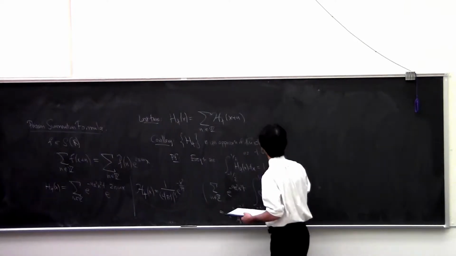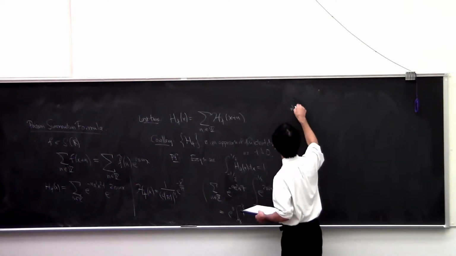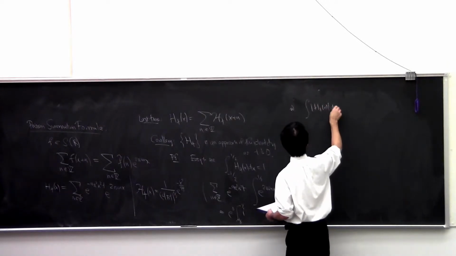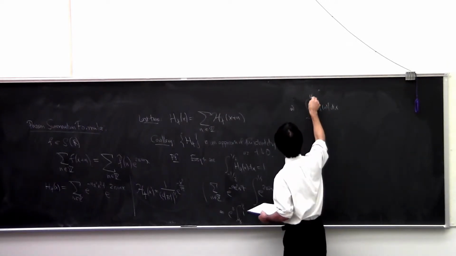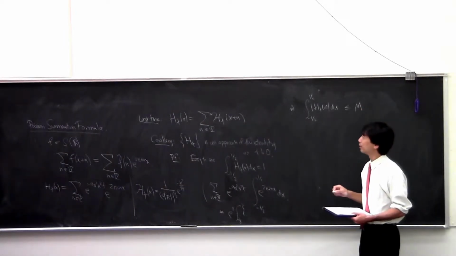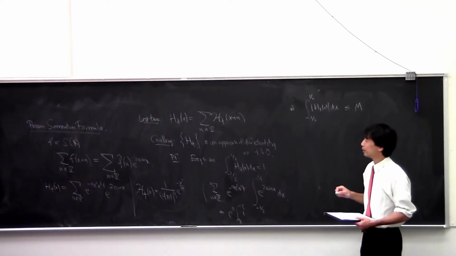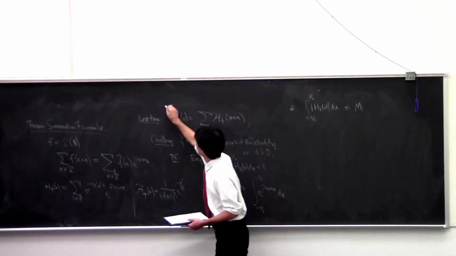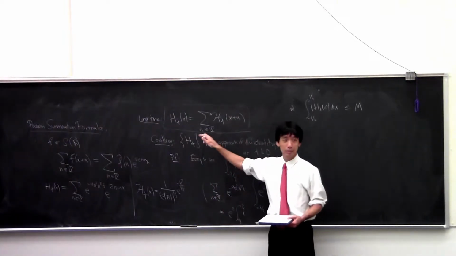So that first one is easy. And then the second one, right, you want to integrate the absolute value of this one. Right? And we just want to show that that's bounded by some constant. But we're lucky now. We use this bunch, right?